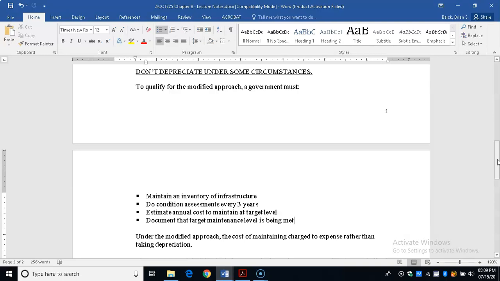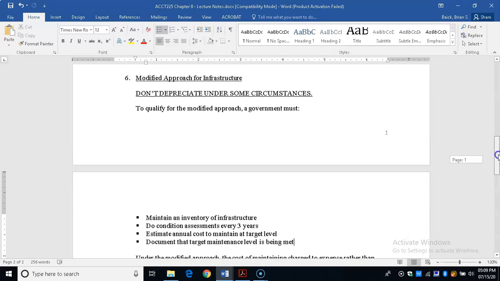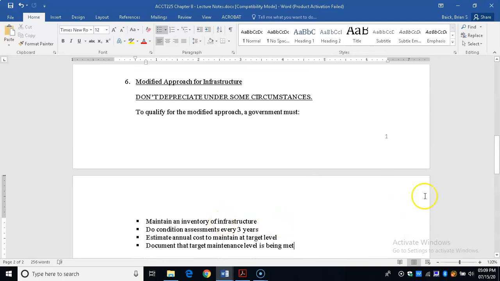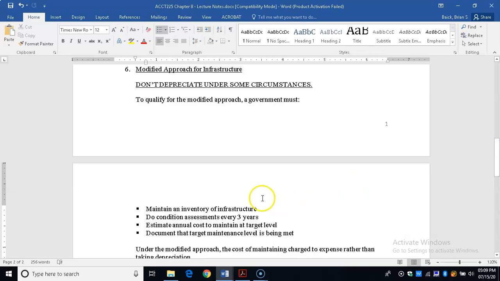Another example of modified approach might be the city of San Francisco and the Golden Gate Bridge. Right? So the Golden Gate Bridge is never going to be sold, and it basically lasts, for all intents and purposes, we can say forever, right? Maybe not literally forever, but certainly longer than our lifetimes. So if you're never going to sell something, you're going to always maintain it. You can use the modified approach, and you have to do 4 things under governmental accounting to use the modified approach.